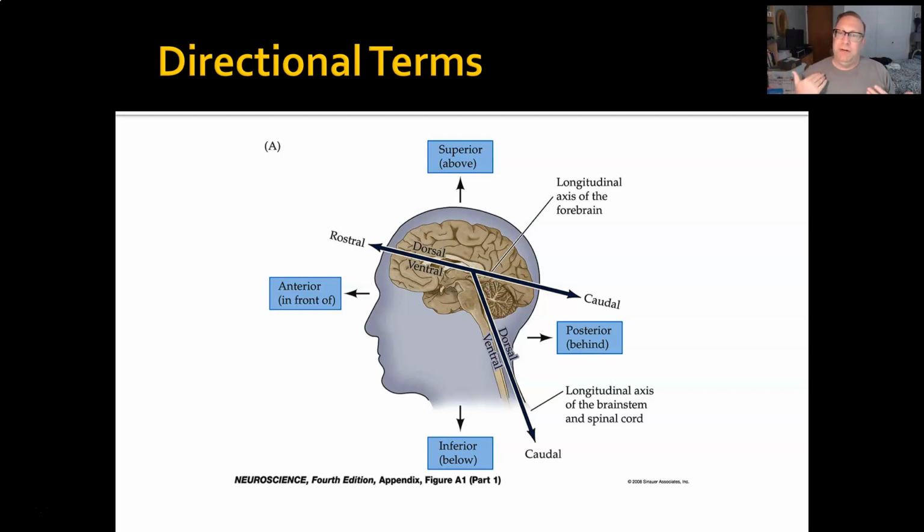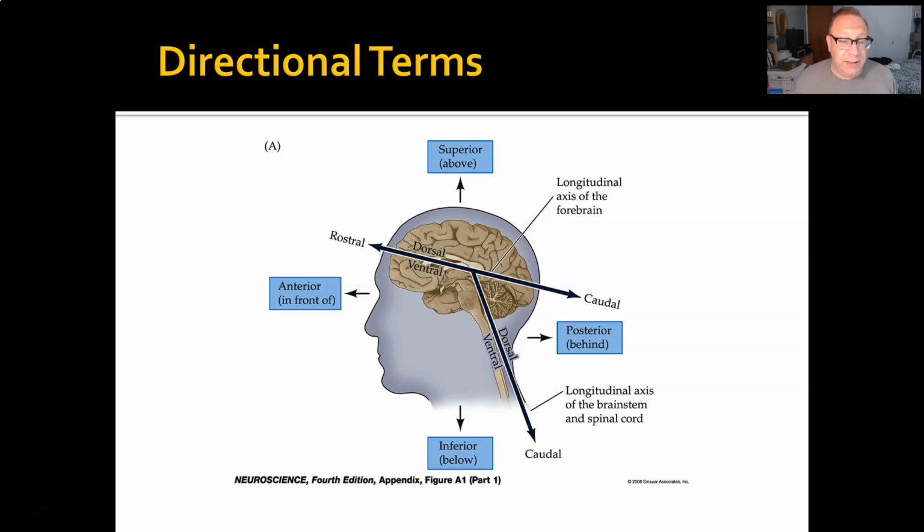Superior and inferior. Superior is above, inferior is below. Posterior and anterior. Posterior is behind, anterior is in front. Then within the brain, we've got a couple of others. Rostral is towards the front of the brain, and caudal is towards the back of the brain. And ventral versus dorsal. Ventral is in front of the spine, or the thorax, really. And dorsal is towards the back.